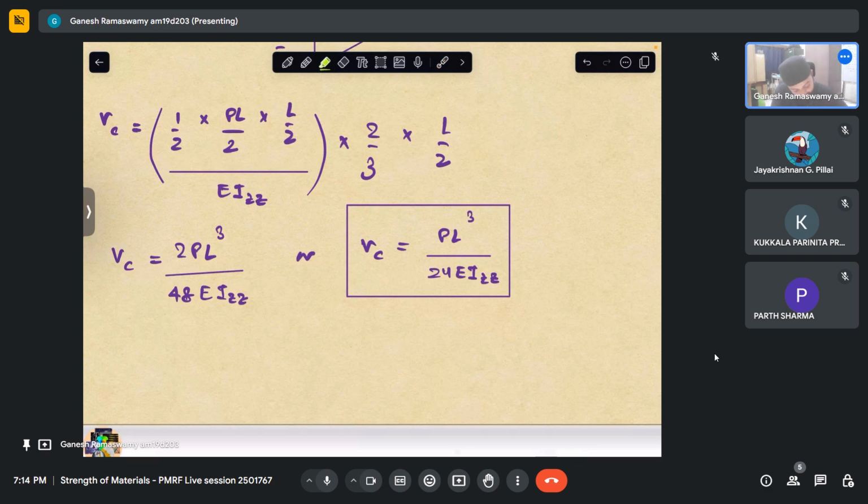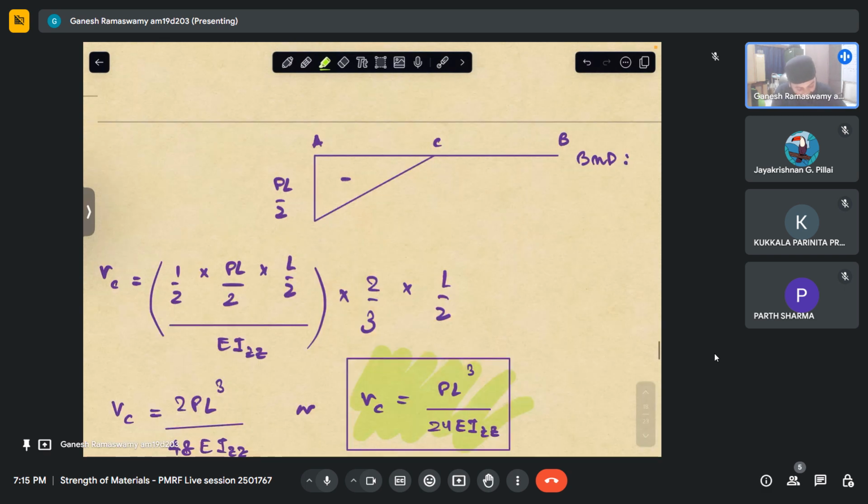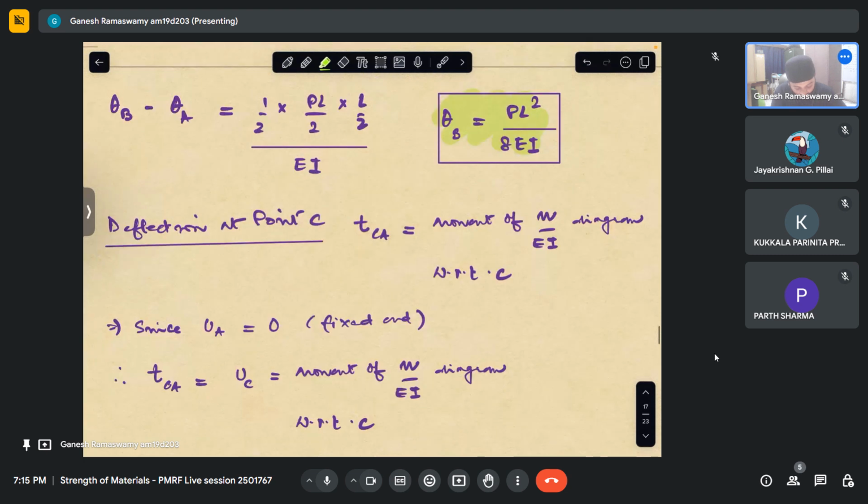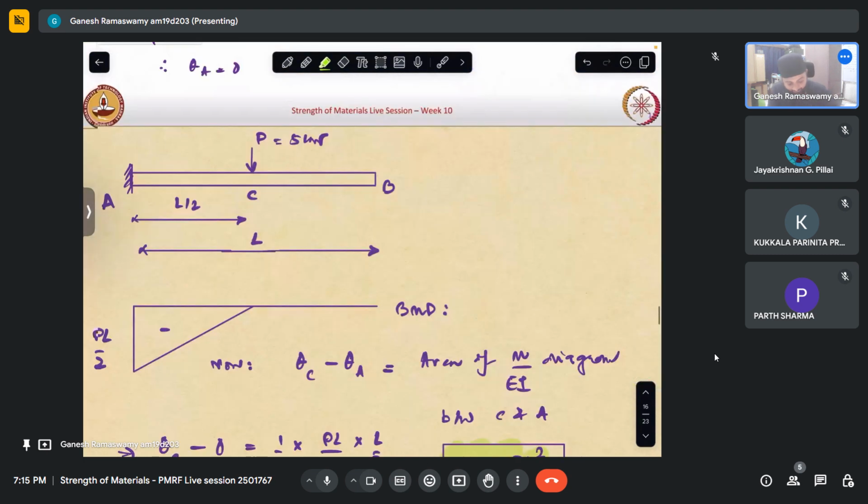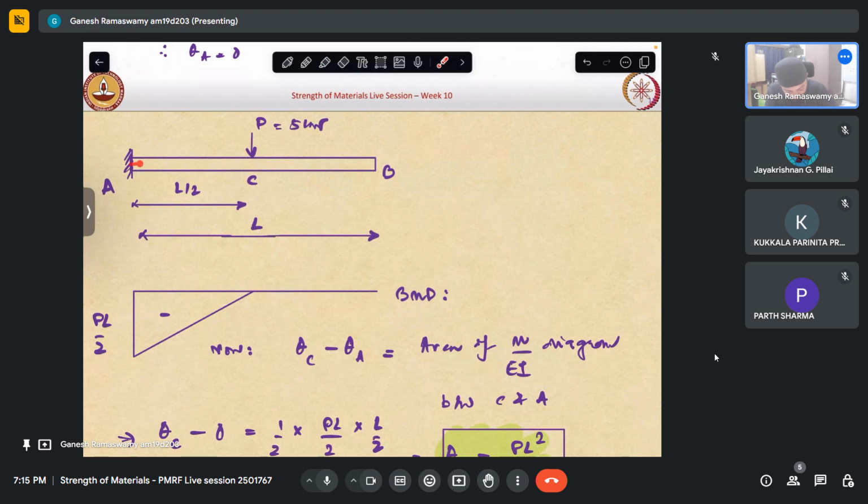So VC comes out to be PL cube by 24 EI. Very well. And the maximum deflection. Now from this question, we can see that our deflected shape will be like that. That is, it will have curvature and then it will be straight till here. But the maximum deflection is actually this quantity, which is this plus whatever this quantity is.